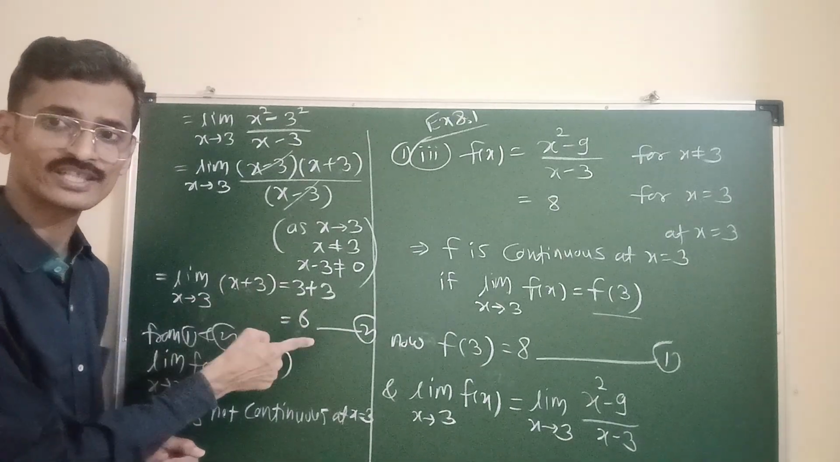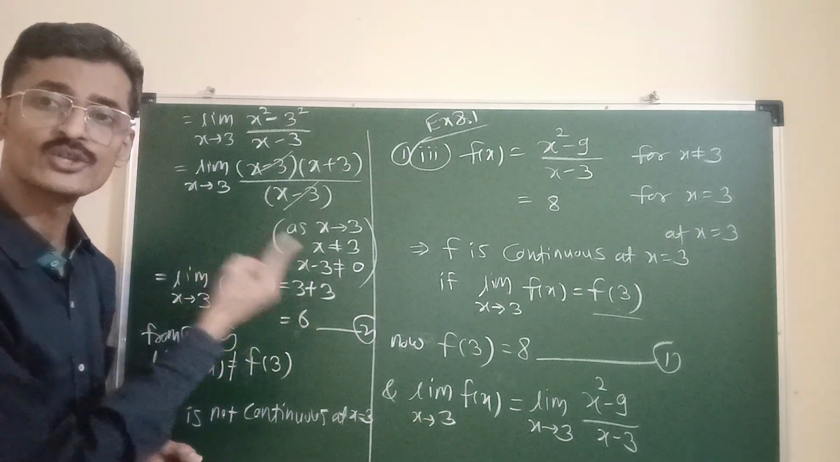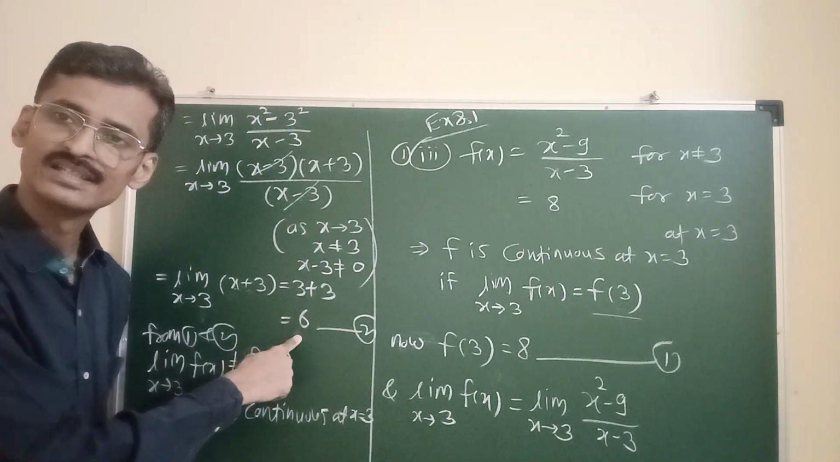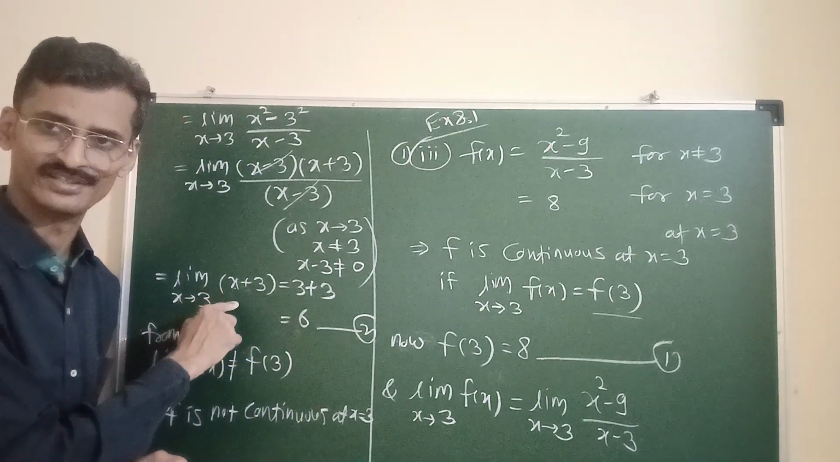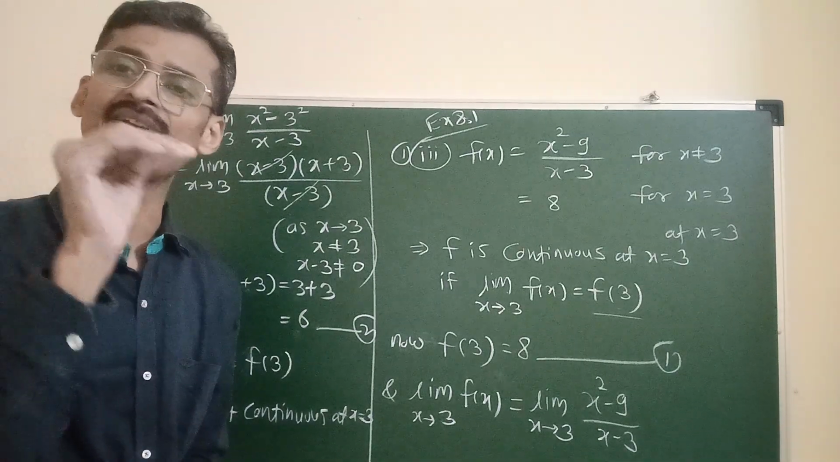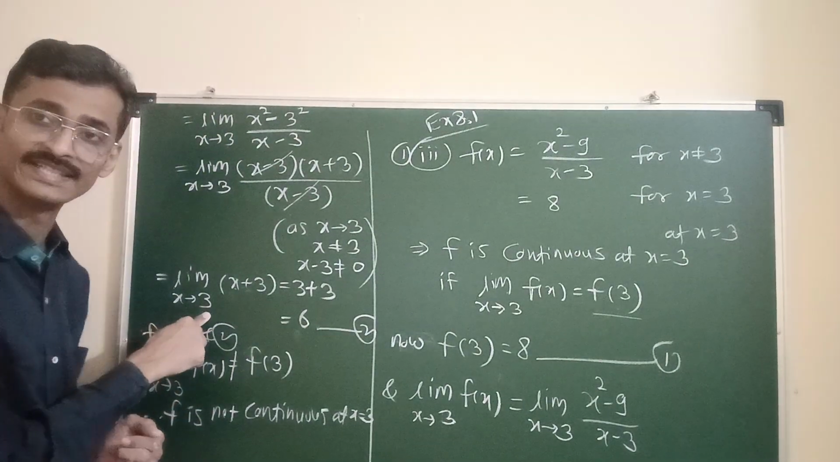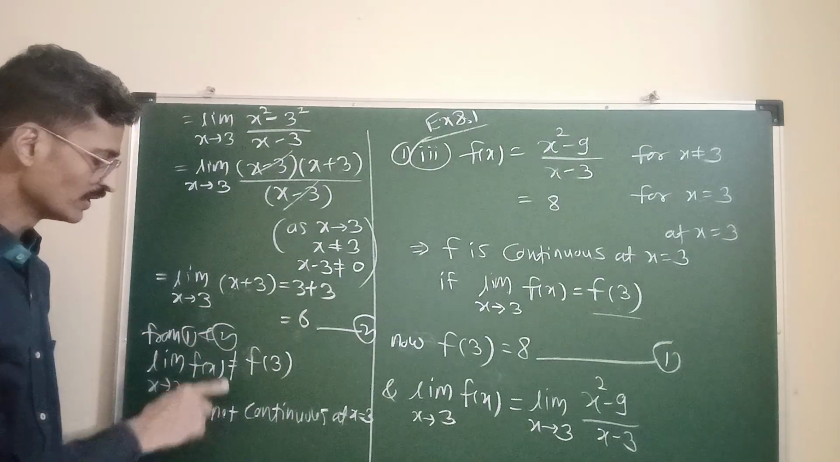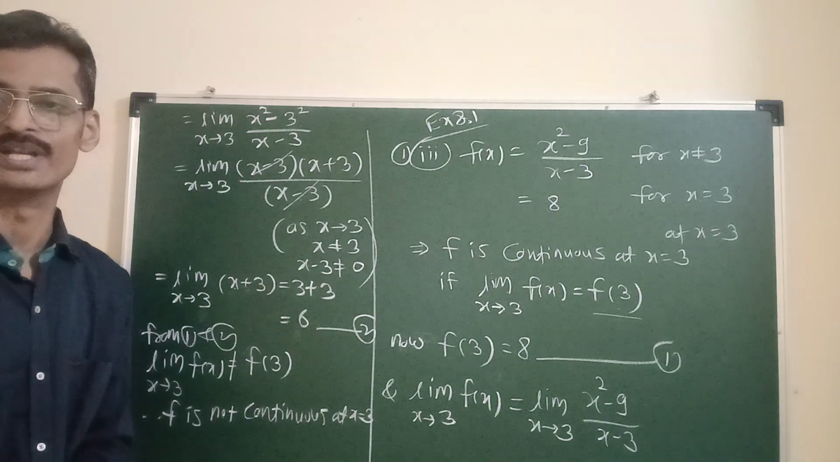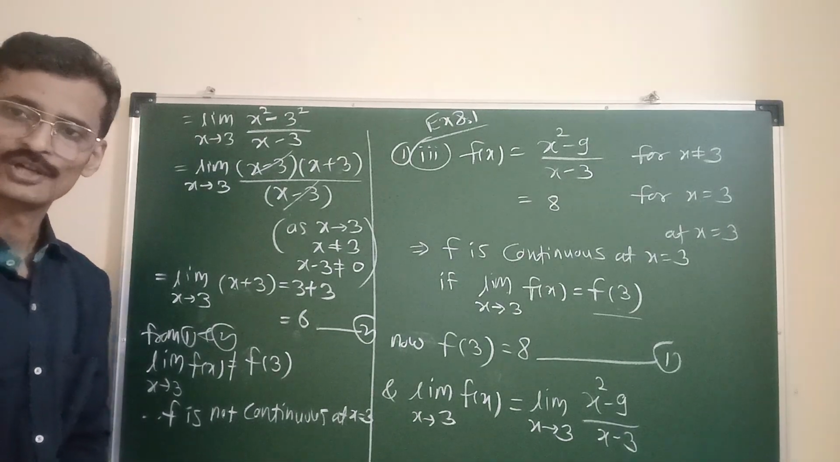Again, the function is not 6, but as x tends to 3, f of x tends to what? 6. So 6 is the limit of this function. So to find the limit of a function, we substitute x is equal to the given value, that is the limit. Okay. So here our answer is f is discontinuous at x is equal to 3.